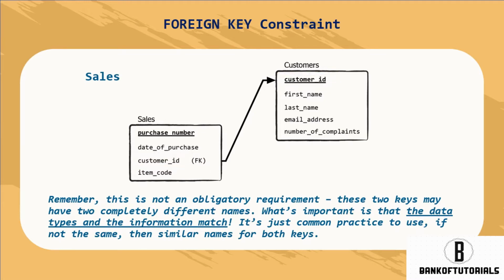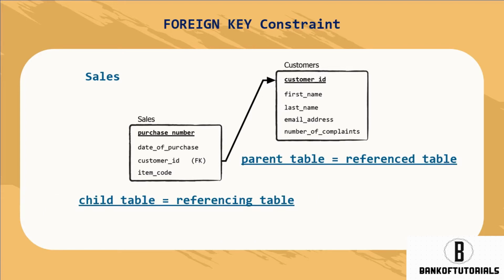Okay, great. So, the customers table, the one with the primary key from the relationship, is the parent, or the referenced table, while sales is the child, or the referencing table. Cool! The theory is clear. And how can we establish a relationship between two tables in SQL?